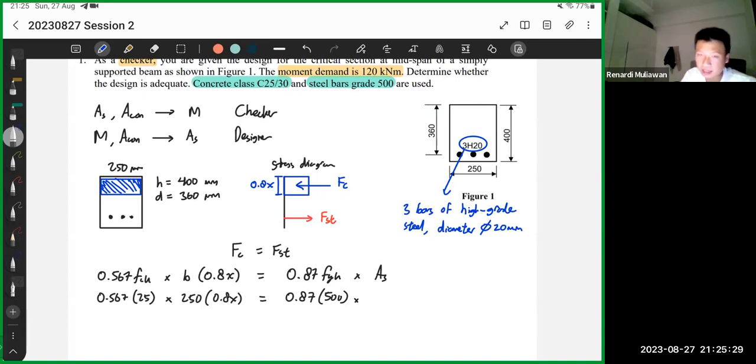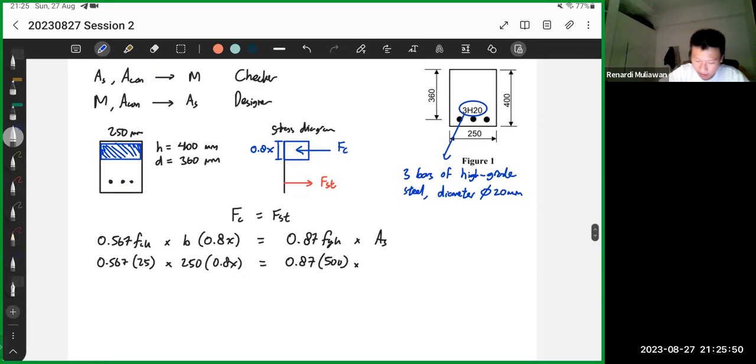So the H came from high grade. It used to be T, so sometimes you see something like this. It means the same thing. I forgot what T stands for, but I think it's tension. I'm not sure, I might be wrong. But it used to say T. It means the same thing.